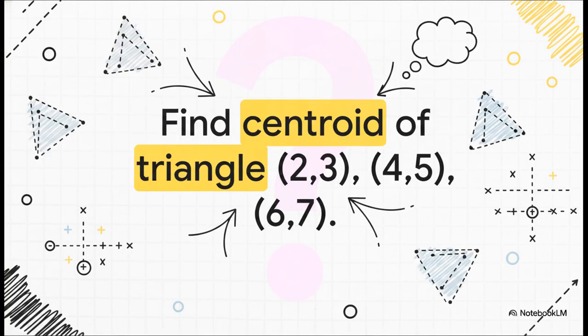Let's test this out with a practice question. The coordinates of the centroid of the triangle with vertices (2, 3), (4, 5), and (6, 7) are what? Is it A, B, C, or D? Jaldi se mental math lagao, guys. Use that straightforward average formula we just discussed.